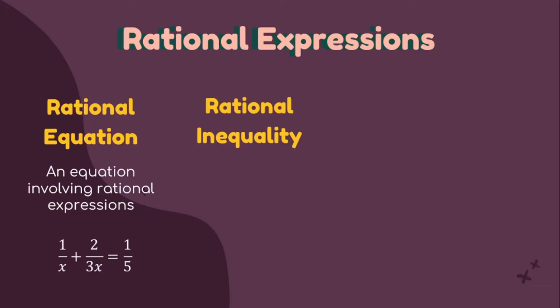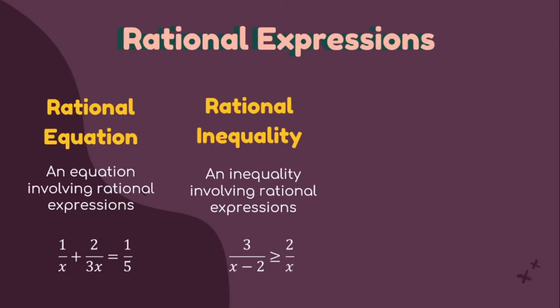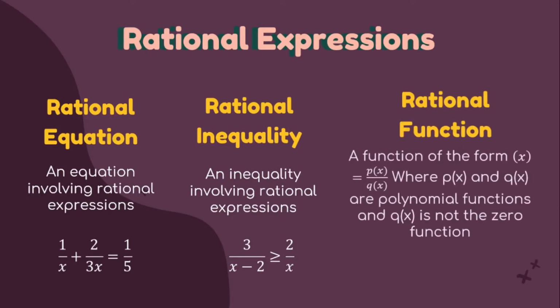A rational inequality is an inequality involving rational expressions. Look at the example. Notice that there is now an inequality sign. And the last one, a rational function. A function of the form f(x) is equal to p of x over q of x, where p of x and q of x are polynomial functions and q of x is not the zero function. Look at the example.